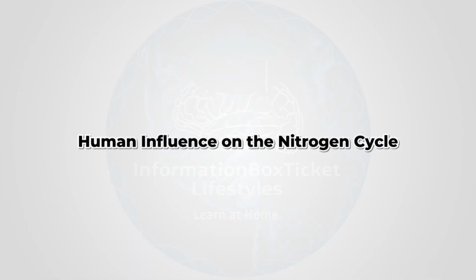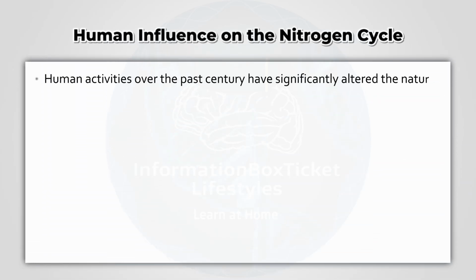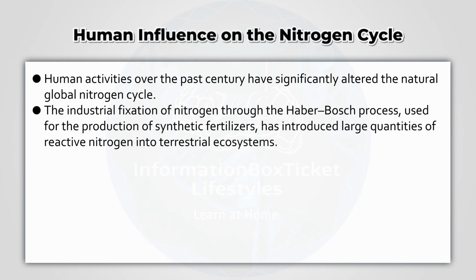Human influence on the nitrogen cycle. Human activities over the past century have significantly altered the natural global nitrogen cycle. The industrial fixation of nitrogen through the Haber-Bosch process, used for the production of synthetic fertilizers, has introduced large quantities of reactive nitrogen into terrestrial ecosystems.